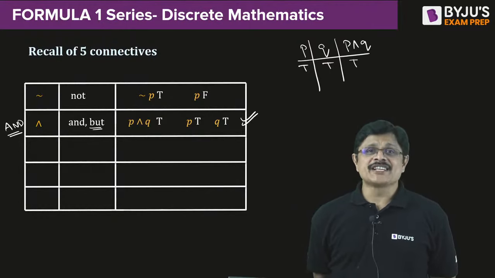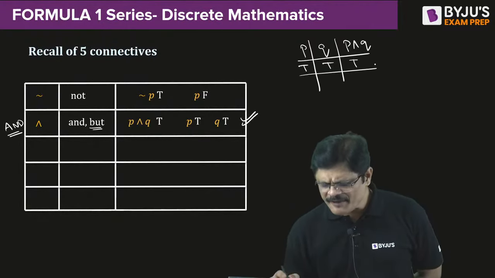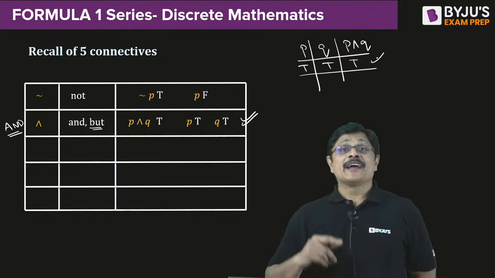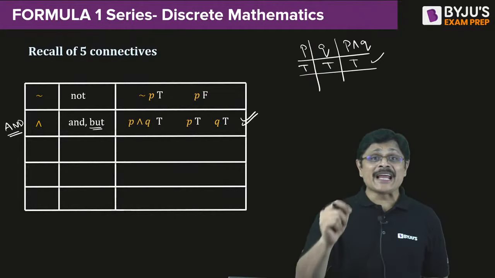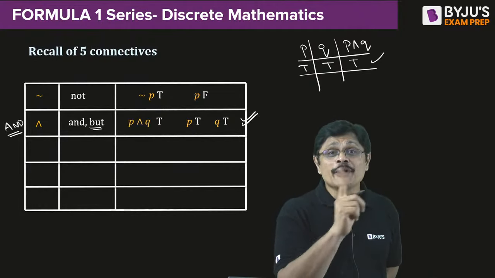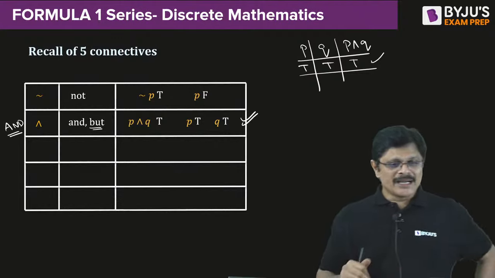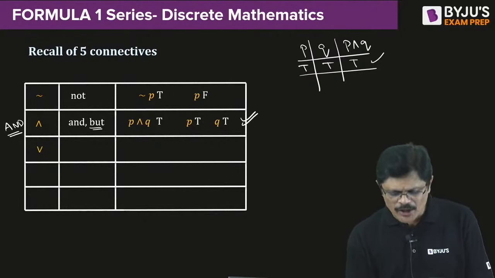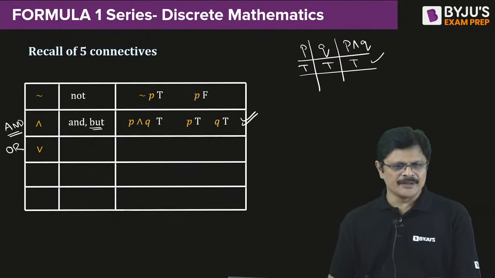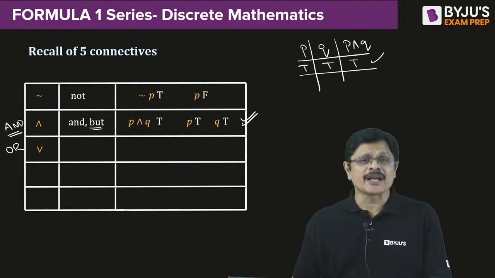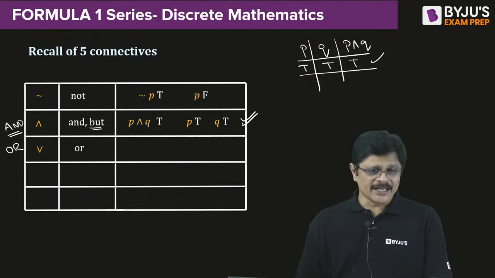Rest of the cases it is false. So, when you are learning the definition, you just learn this case. Conjunction is true when both variables are true. This is called disjunction or connective. Or connective.